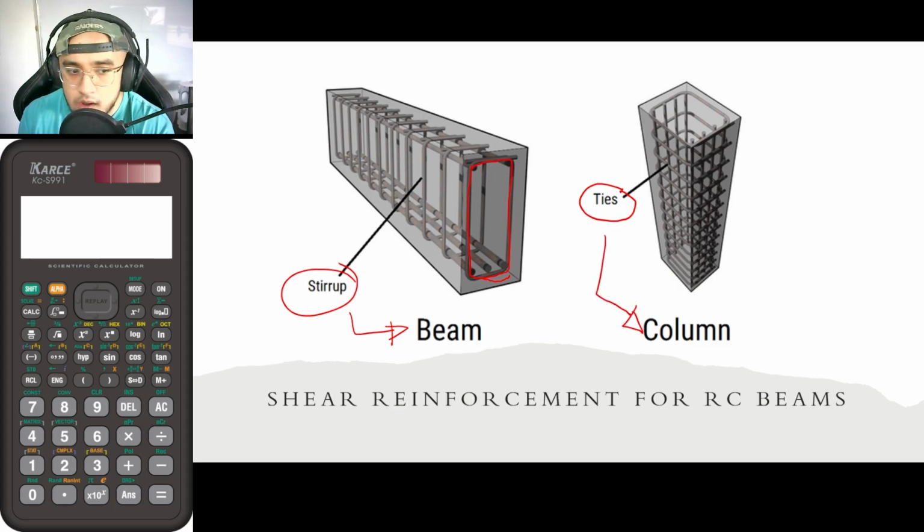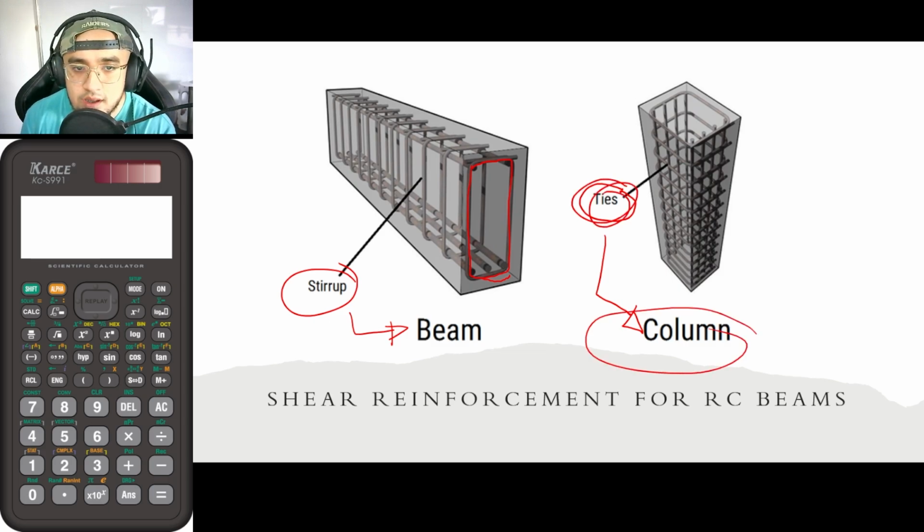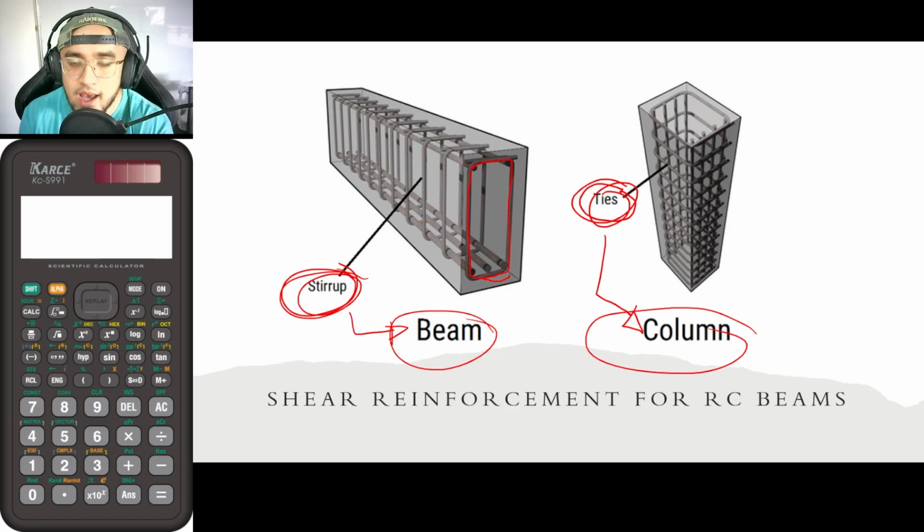Their method of designing is rather similar, or basically the same. It is just that ties are only used for columns and stirrups are used for beams. So they only differ in nomenclature. Yung sa pangalan lang po sila nagkaiba.